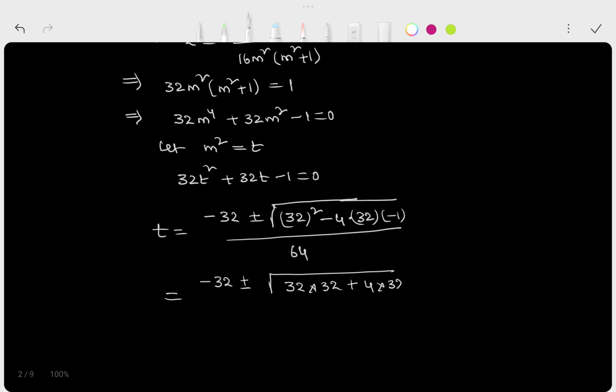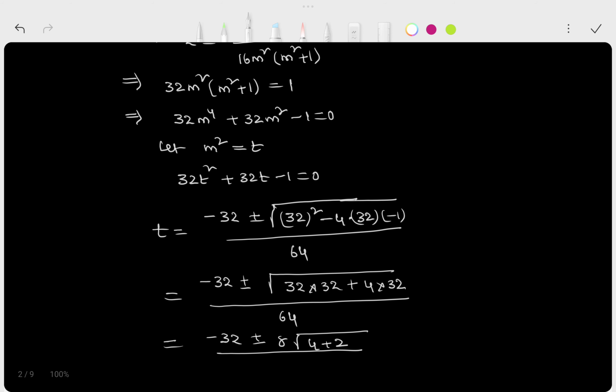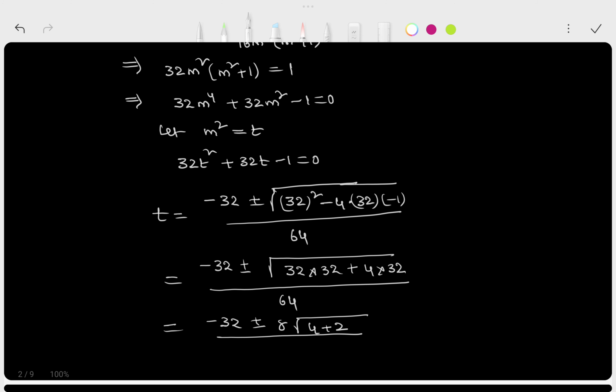Now you can take 64 as common outside. So when 64 comes outside, you can write this as minus 32 plus or minus 8 into root of 64, it is 4 plus 2, whole divided by 64.